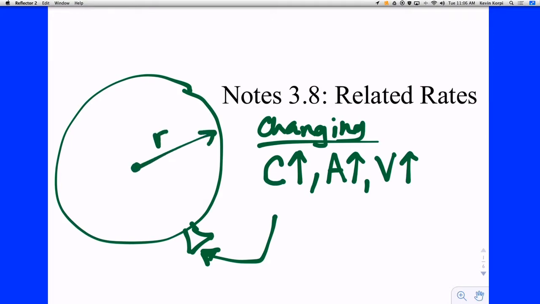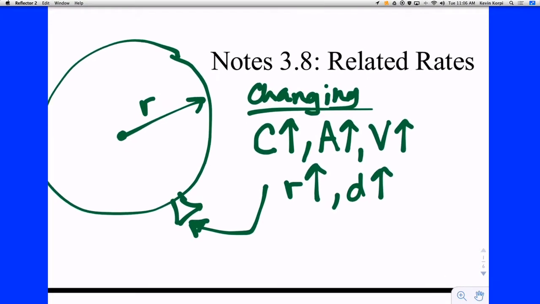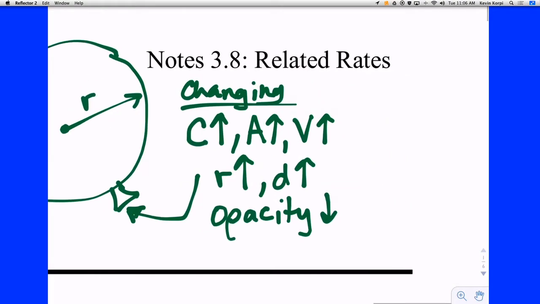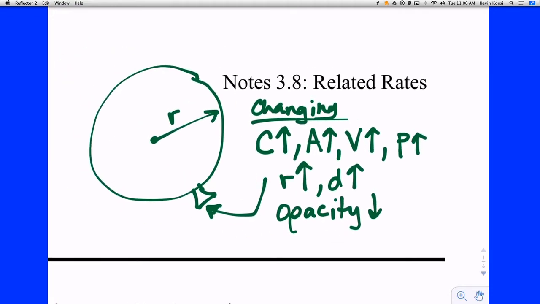What if we call that the radius of the balloon? The radius is increasing. The diameter is increasing. Anything else? The opacity is decreasing, right? You're stretching it so you're able to see through it. There might be others. We could probably get clever and say something else, but the pressure inside is another one. Increasing. All of these are quantities related to the balloon that are all changing.